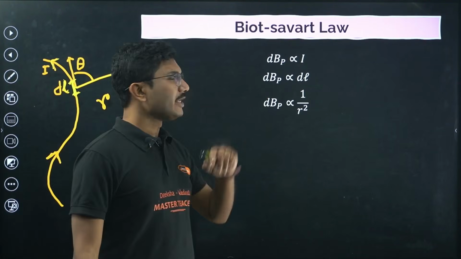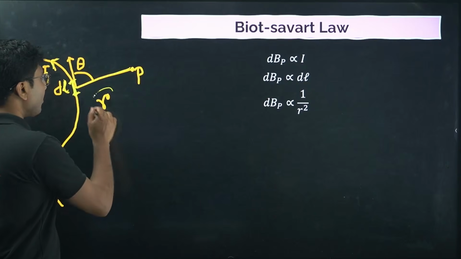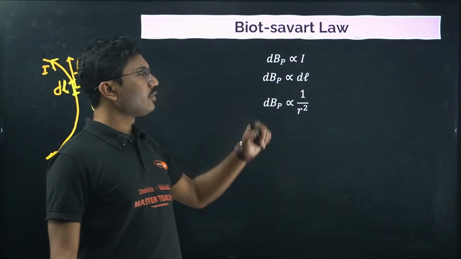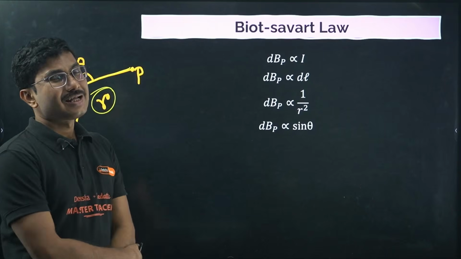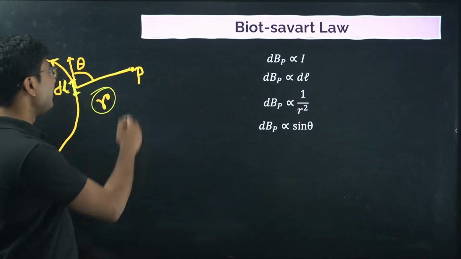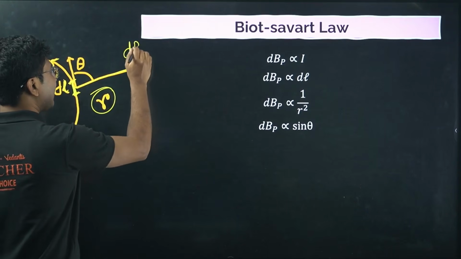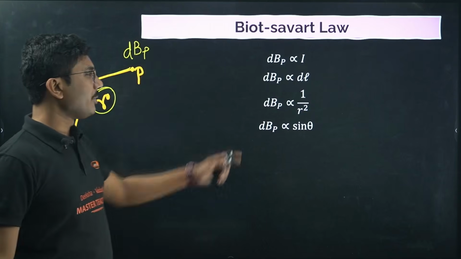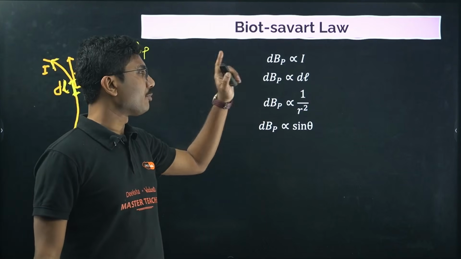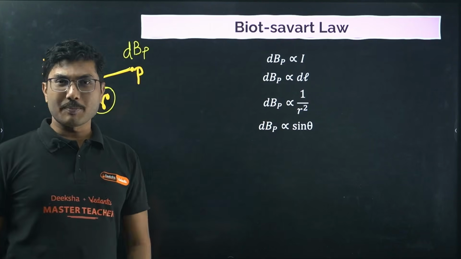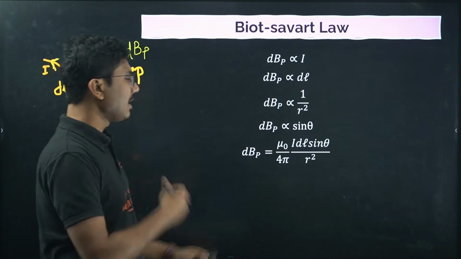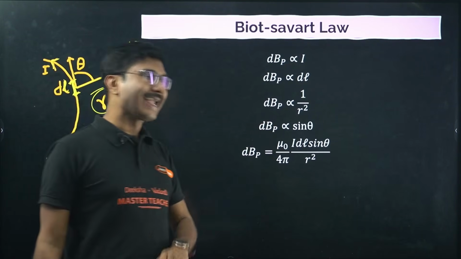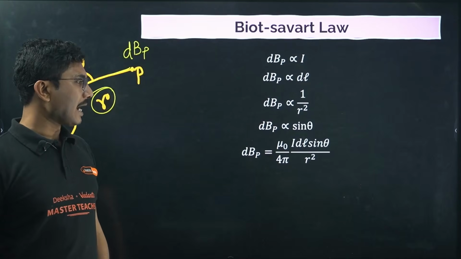Now it is also inversely proportional to the square of the distance, and it is also proportional to sine theta. So dB, which is the magnetic field at this point, depends mainly on four things: proportional to I, proportional to dl, proportional to 1 upon r square, and proportional to sine theta. Combining everything, we get dB = (mu naught by 4 pi) I dl sine theta by r square.